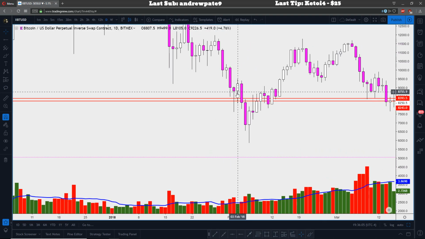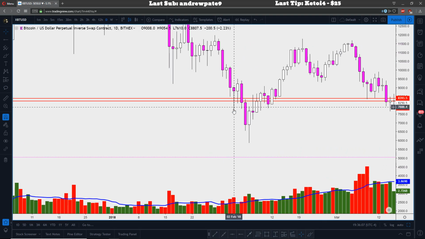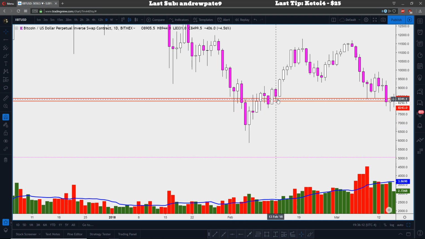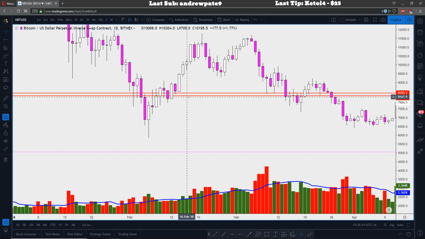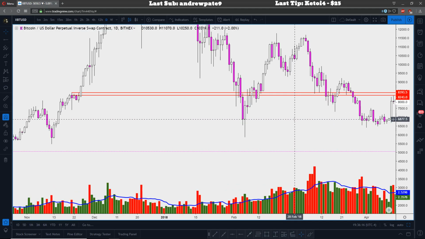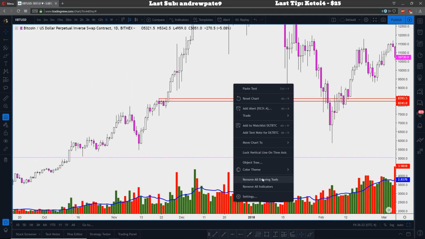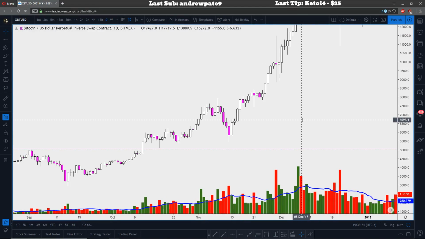Okay, here's the first touch. The first touch bounced pretty nicely, but then we broke right through it. And then it consolidated on it. So it's not really respecting these levels. These levels aren't being respected. So once these are tested and they're not being respected, I don't really need them anymore. Let's look at these other levels.